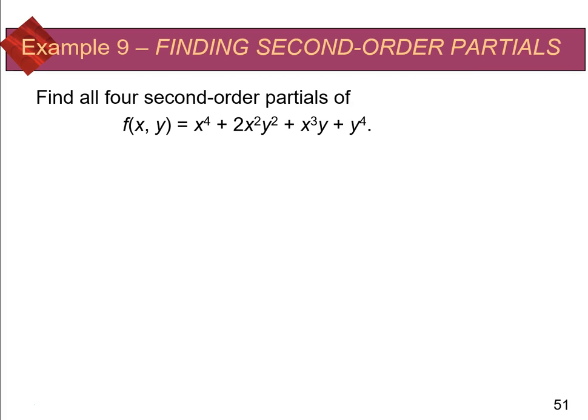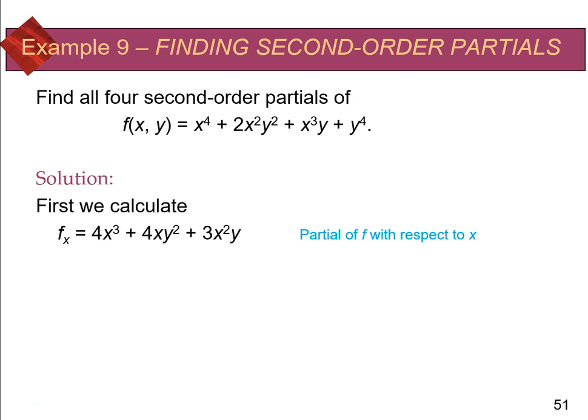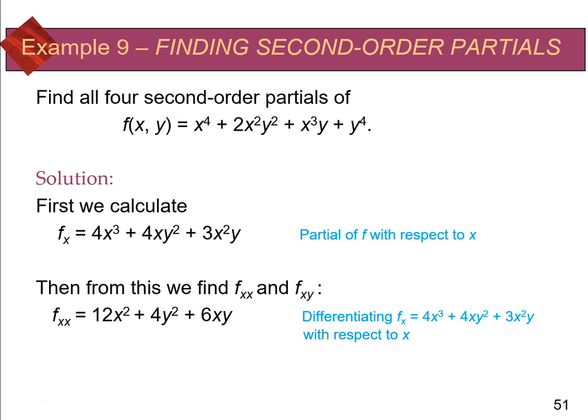Now for me to get started, I have to first figure out what f sub x and f sub y are. Well, to do fxx and fxy, I could deal with it starting with this, since I do a derivative of what's up here with respect to x. The x to the fourth becomes 4x cubed. The 2x squared y squared, the y squared is treated as a constant, so when I do the derivative of 2x squared, I get 4x. That y squared comes down as a constant multiple. The x cubed y, again with respect to x, I end up with 3x squared y.